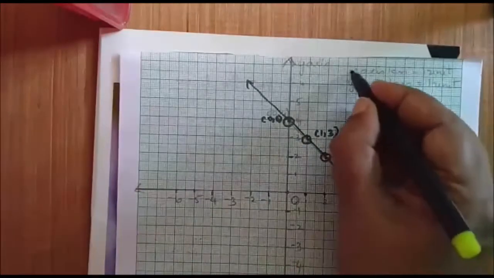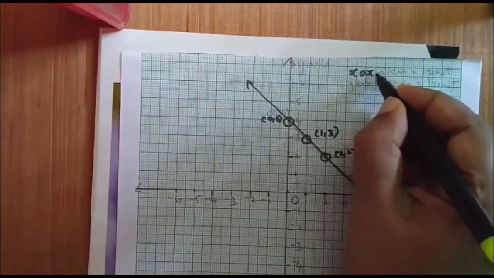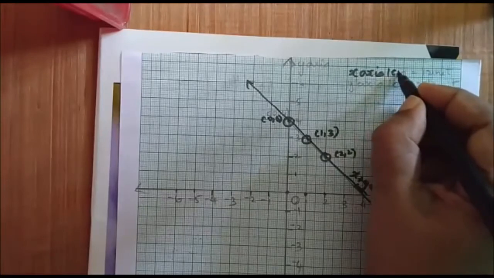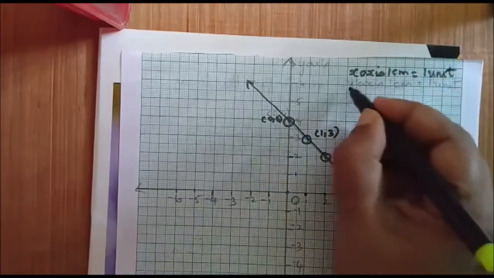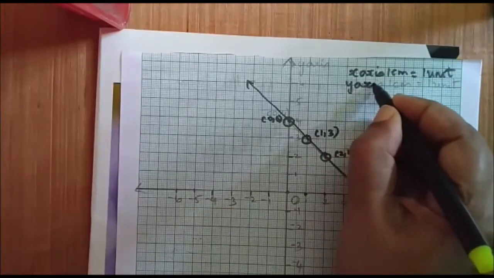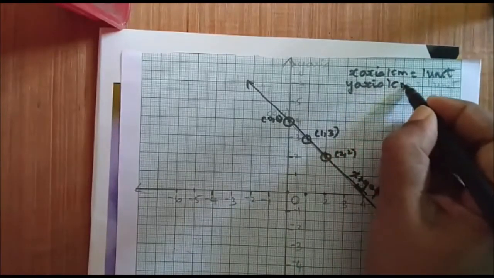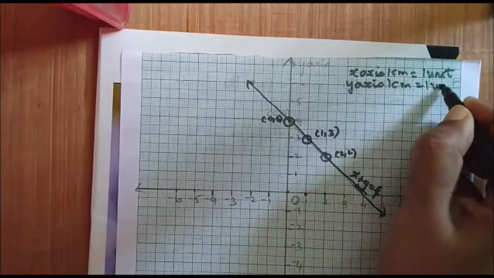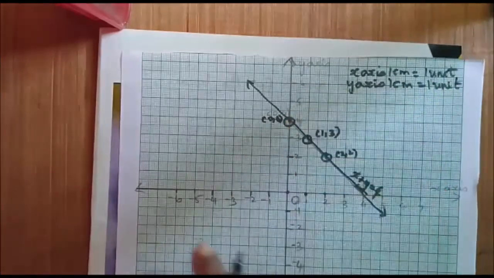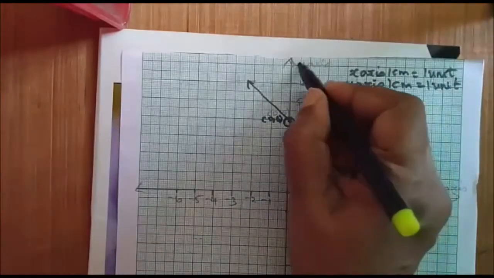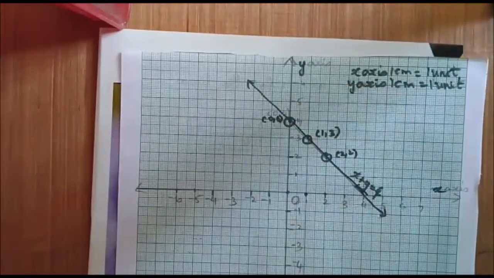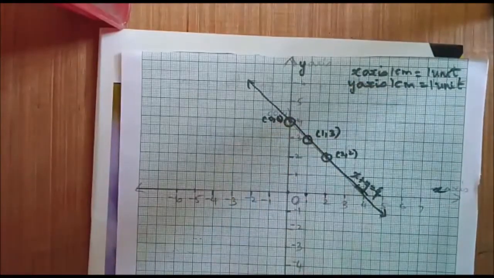So now here we have written the scale. X-axis 1 centimeter is equal to 1 unit and y-axis 1 centimeter is equal to 1 unit. Similarly, we have made the markings on the x-axis and the y-axis. I hope you understood how we draw this graph.